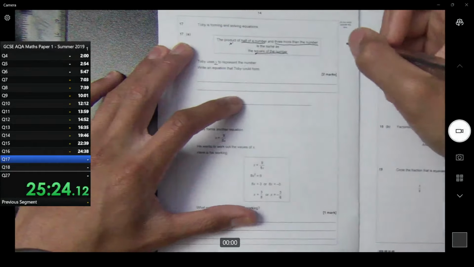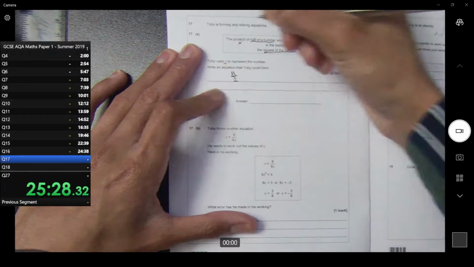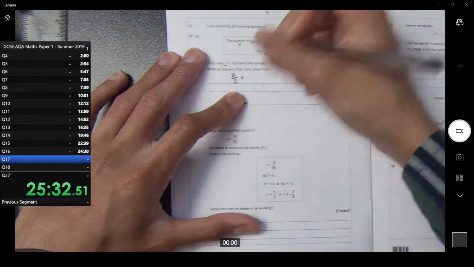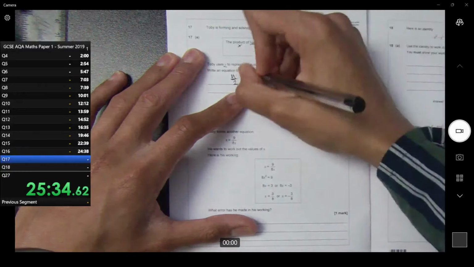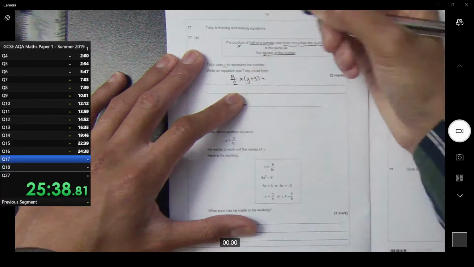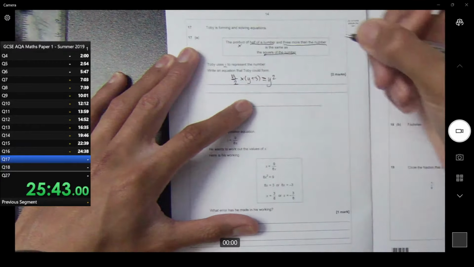So we get the product, which is half the number, which is y divided by 2, or half y, and we multiply this by 3 more than the number, so that's a separate one. So we put it in brackets, and we set this equal to, so it's the same as, the square of the number, like this.